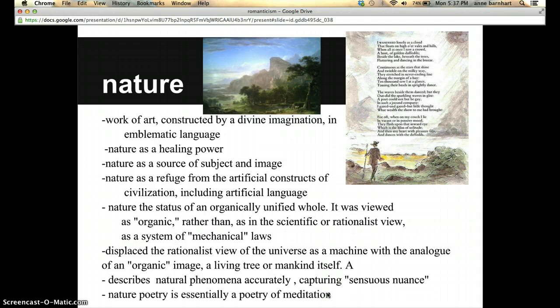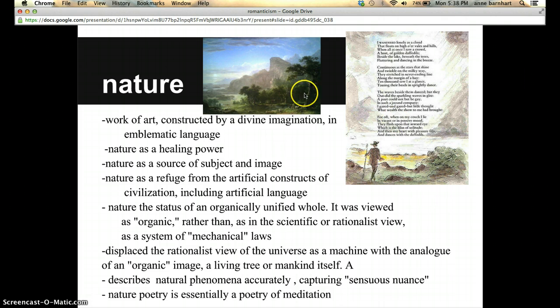Nature also had the status of this sort of organically unified whole. It was not the scientific rationalistic view and mechanical laws that had come beforehand. Instead of looking at the universe as a machine, it was like a tree or mankind itself, and it was very metaphorical and deep. It also captures the sensual part of the world, and so maybe that's where people get the idea of romantic. But it was just about living and feeling and being a vibrant part of your experience. And also, it was essentially a poetry of meditation.